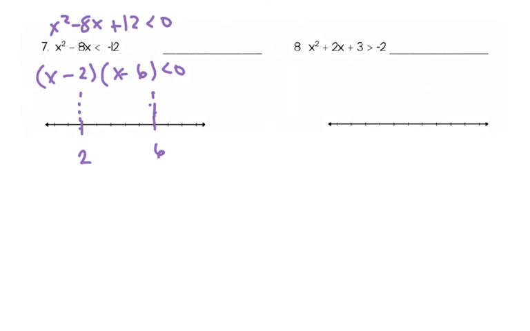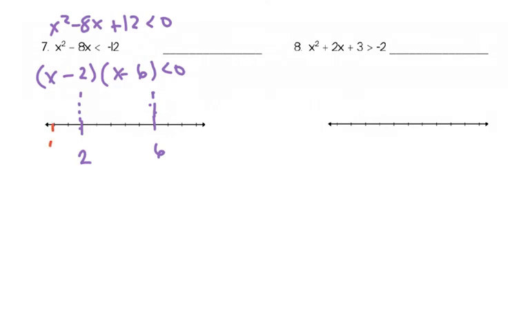Okay, for number 7, this is what you should have had as far as moving everything around and factoring. So 2 and 6 are my 2 points that I'm going to change. So I have to test something here, here, and here. So that's where I have to go and test things. And so I'm just going to start picking numbers. So just make sure you pick something.